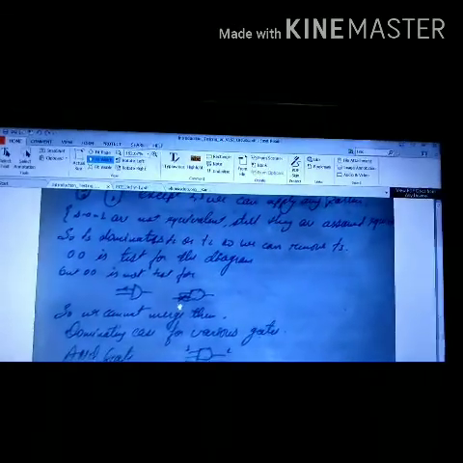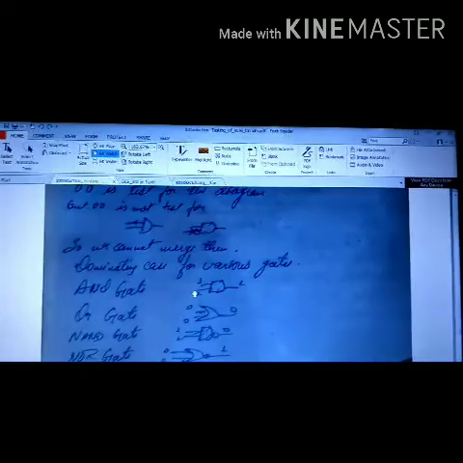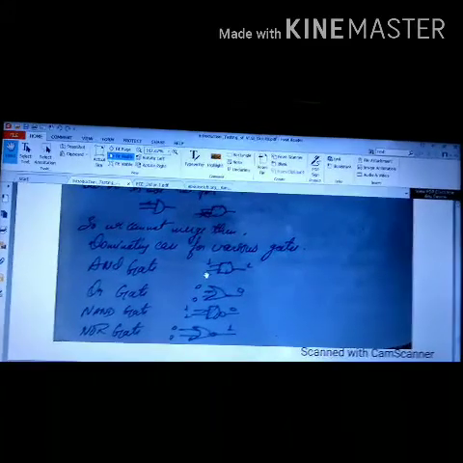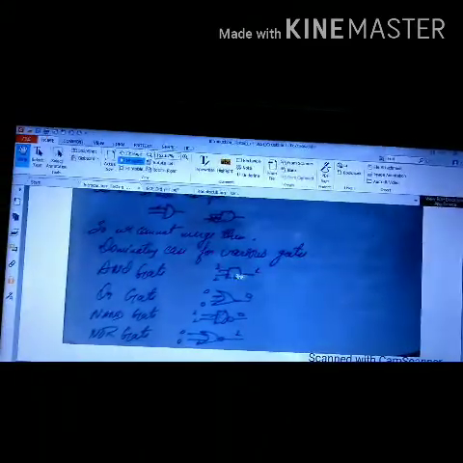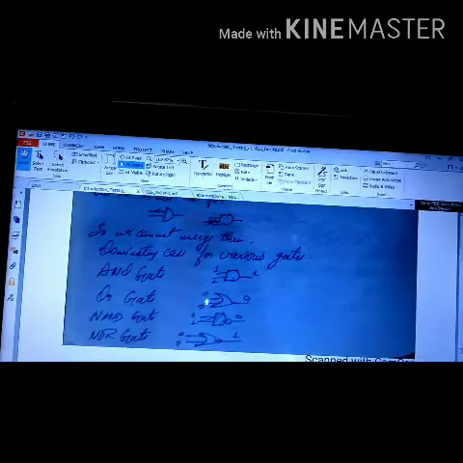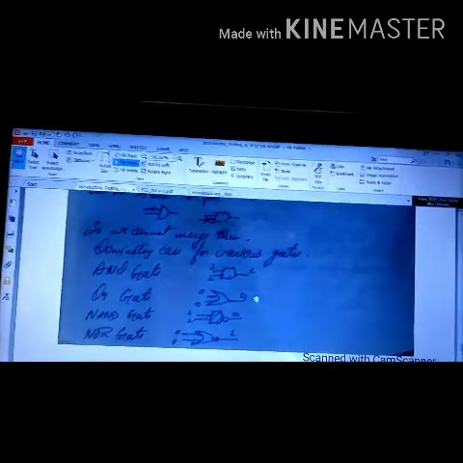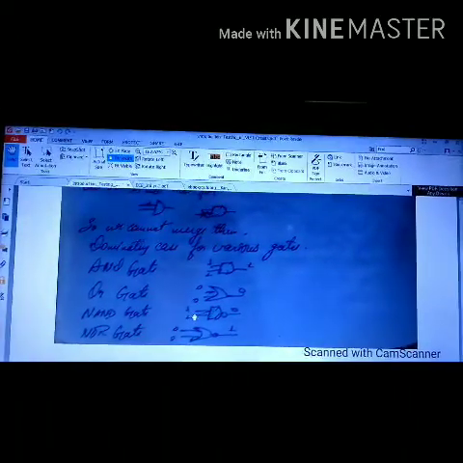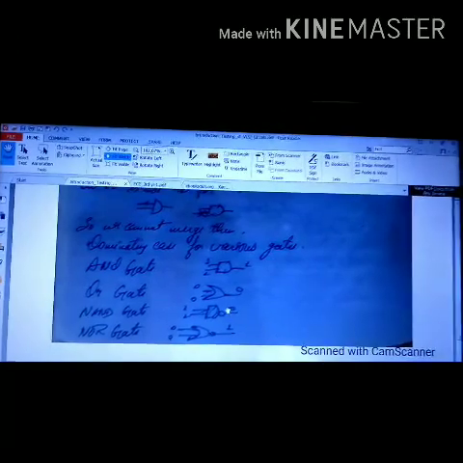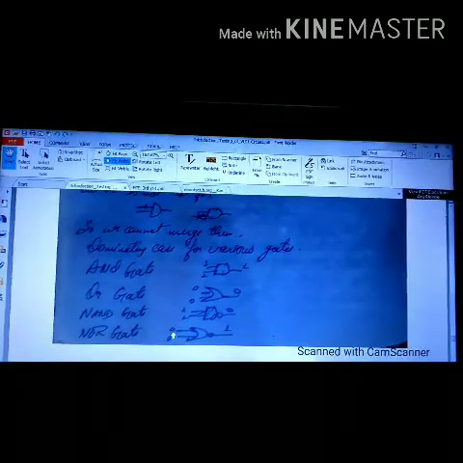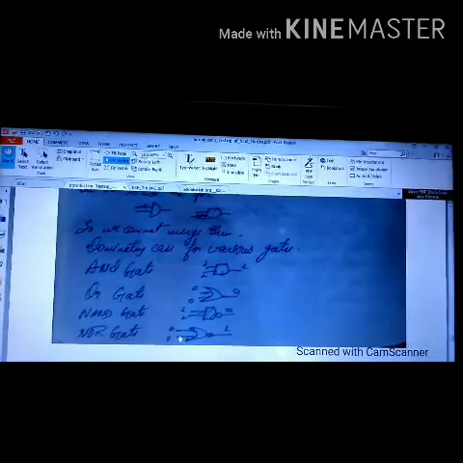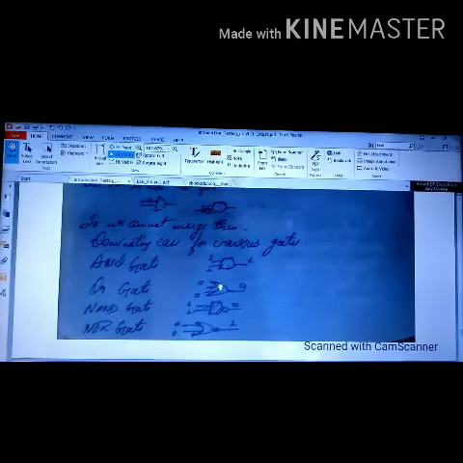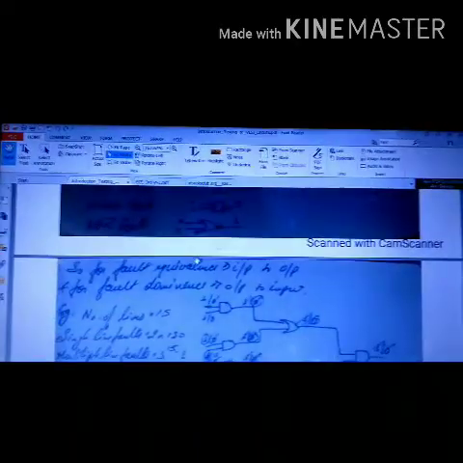Let us see what the dominating cases are for various gates. If I have an AND gate, the stuck-at 1 fault at the input is dominated by the stuck-at 1 fault at the output. If I have an OR gate, the stuck-at 0 faults at the input are dominated by the stuck-at 0 fault at the output. For a NAND gate, stuck-at 1 faults at the input are dominated by the stuck-at 0 fault at the output, and for a NOR gate, stuck-at 0 faults at the input are dominated by stuck-at 1 faults at the output. So any one can be removed because of this dominating nature.